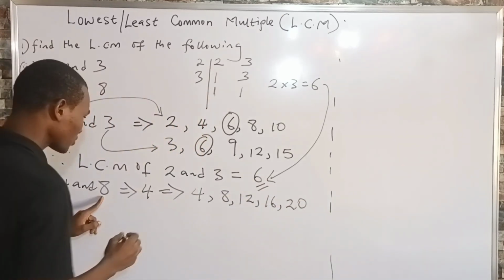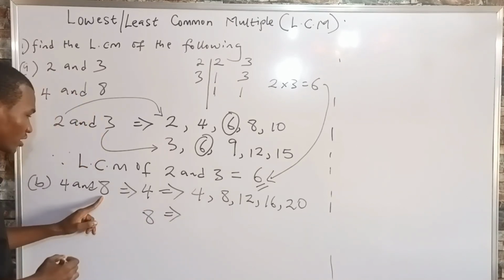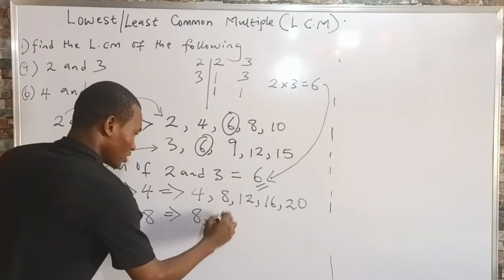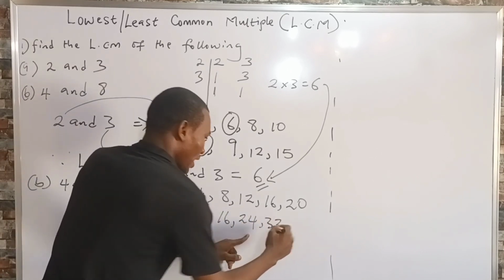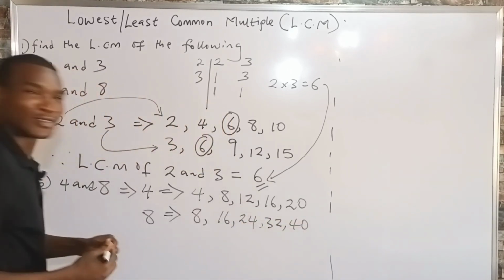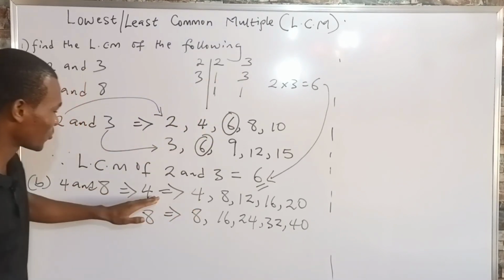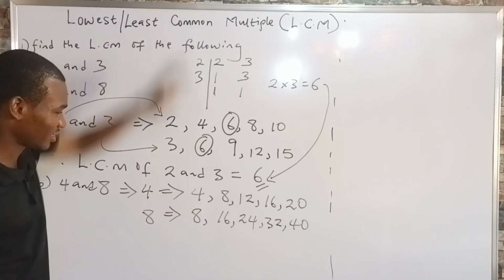Then coming to 8, let's produce the multiples of 8, okay? 8 times 1 is 8, 8 times 2 is 16, 8 times 3 is 24, 8 times 4 is 32, and 8 times 5 is 40, okay? So we are through with the multiples of 4 and 8. Let's choose the ones that are common between the two.